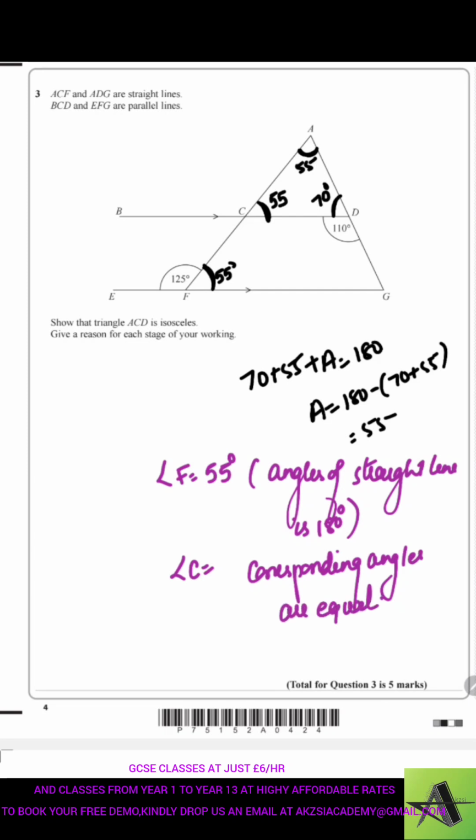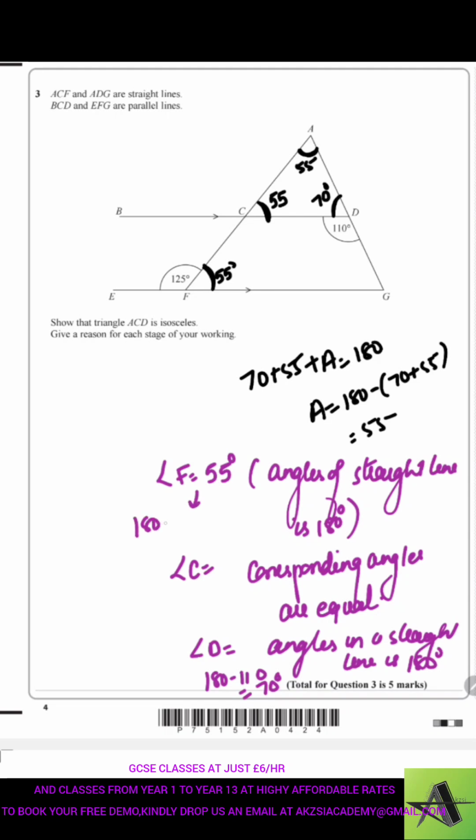And third one, this angle D is equal to 180 minus 110, because angles in a straight line is 180 degrees. So I can say 180 minus 110 is 70 degrees. So angle D is 70. Similarly, this one is 180 minus 125, and this is equal to 55.